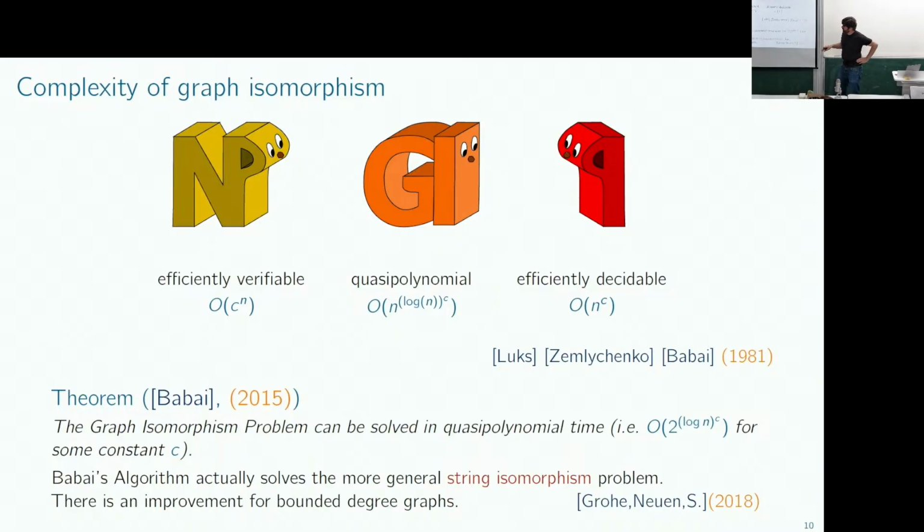We have some improvement on this, or some evolved algorithm which works for bounded degree graphs if you are interested in it, but this is some time ago. I'm not going to talk about it.